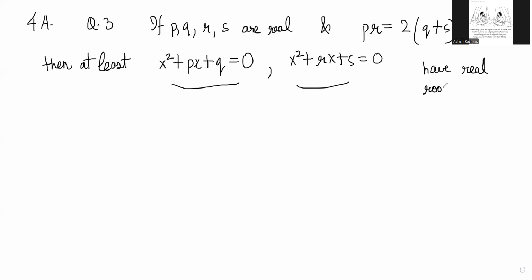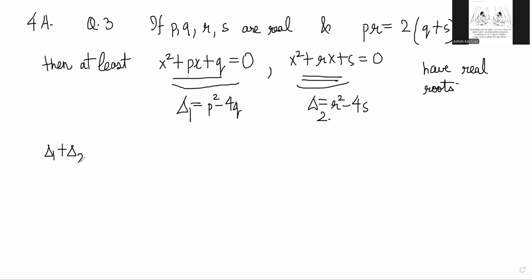Obviously, we should look at the discriminants of these quadratics. The discriminant of this one is p square minus 4q, and the discriminant of this one is r square minus 4s. Check what is happening when we add them. Delta 1 plus delta 2 is p square plus r square minus 4 times q plus s.